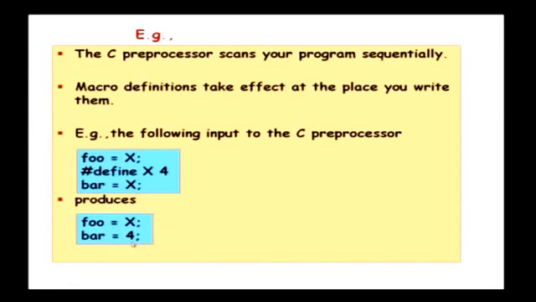It is natural to imagine that I would have foo equal to 4, but that is not what happens, because the way the source code was written, the hash define happened after foo equal to X. So, anything that happens before the macro was defined is not changed.